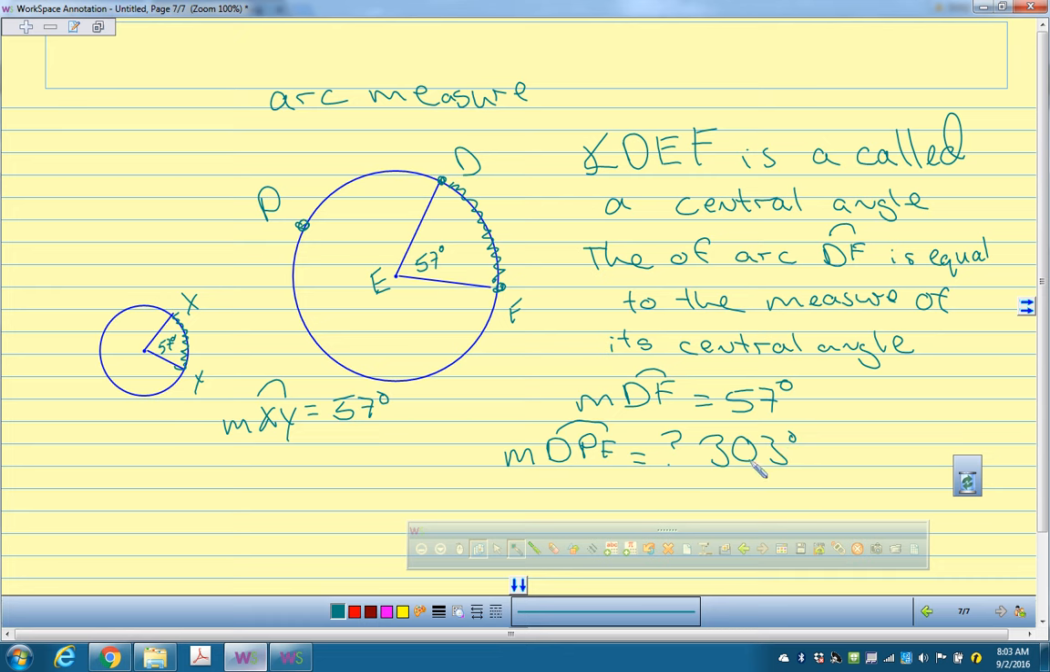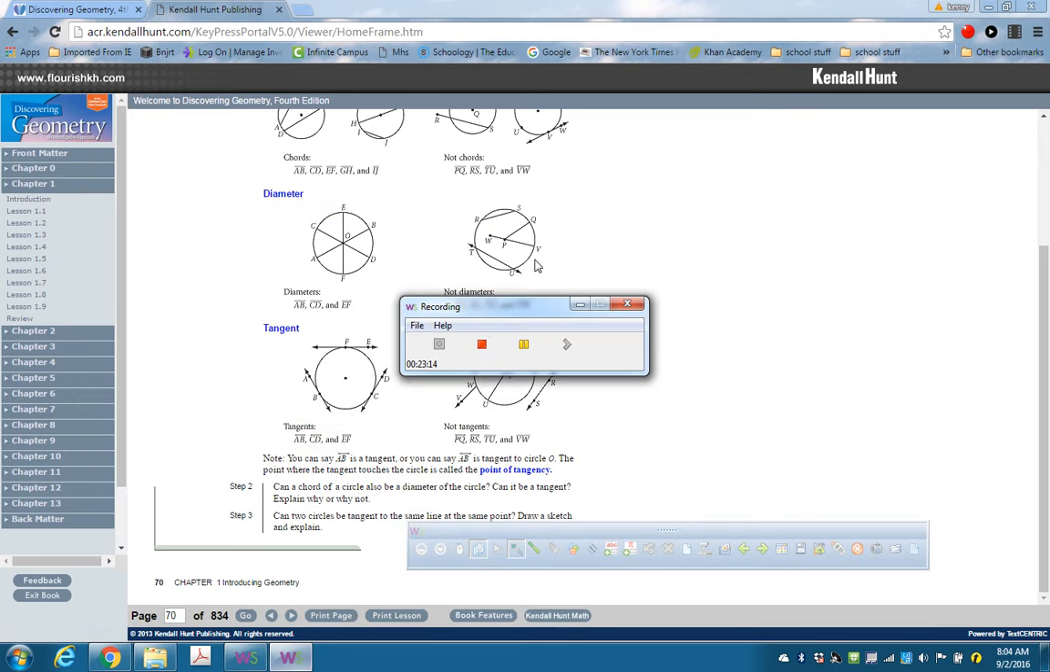Yeah. Okay. And last thing, DF is also called an intercepted arc. There's a lot of terminology here, but that's kind of it, okay? Intercepted arc. So if they say, what's the arc intercepted by angle DEF? Arc DF is its intercepted arc. Got it? And that's pretty much all I got to tell you today. Okay? Did I record everything? Hold on. I did.